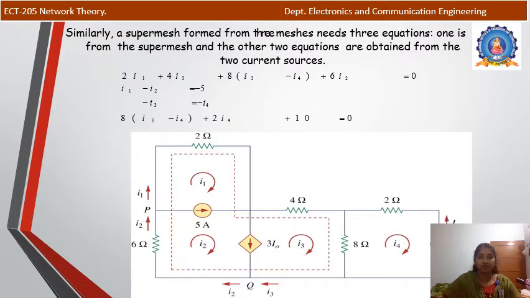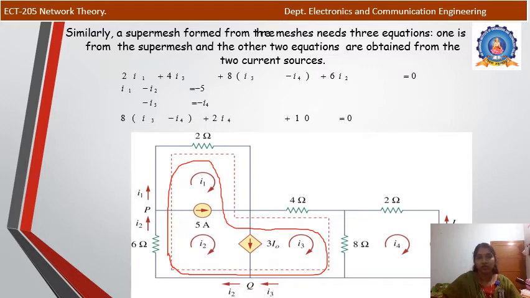Similarly, the second example shows there are three meshes. In a normal case there would be 1, 2, 3 and 4 meshes. Here there are two current sources in between the branches, so we can't make a super mesh by clubbing only two meshes. So here we make a super mesh by combining three meshes. There is no restriction on making the super mesh. Wherever a current source exists in between two meshes, we can make a super mesh.